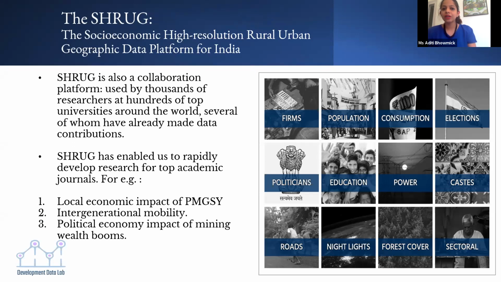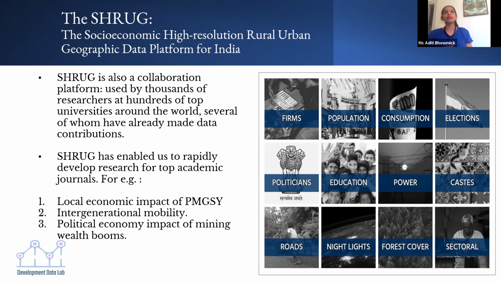Like I mentioned, the Shrug is not only an open access data set, it's also a collaborative platform. It also keeps growing. The idea here is while the Shrug is being used by thousands of researchers across universities for their own research, they also then go ahead and contribute their data back to the platform. As a result, whenever the Shrug users end up using their component of the data, they're supposed to cite the researchers who made the contribution.